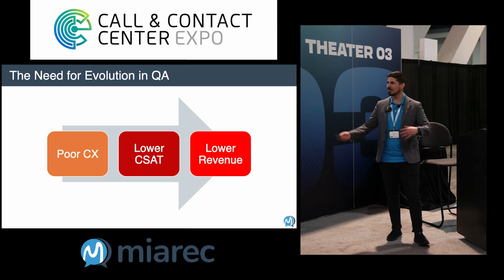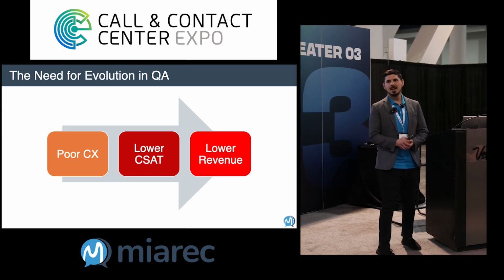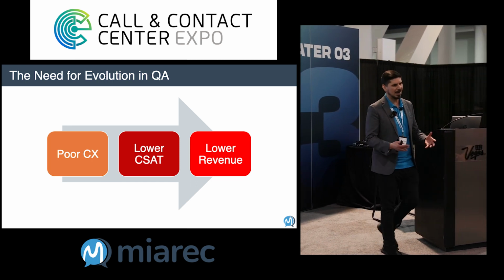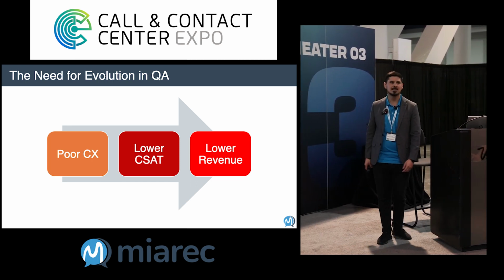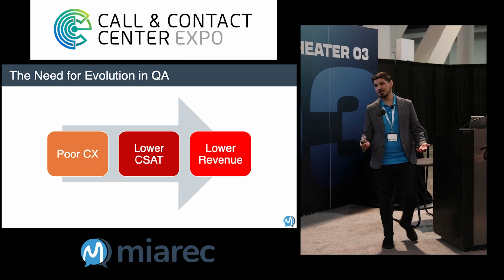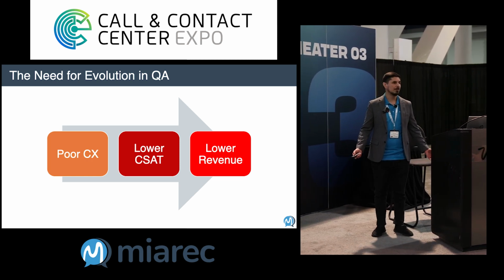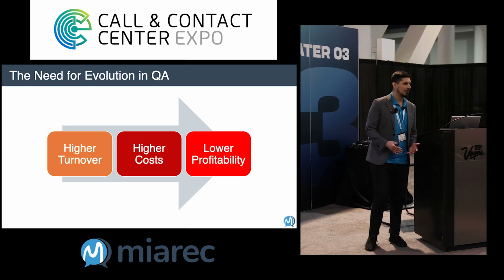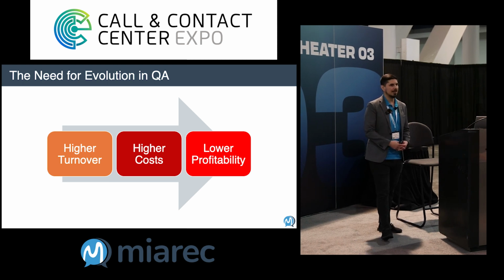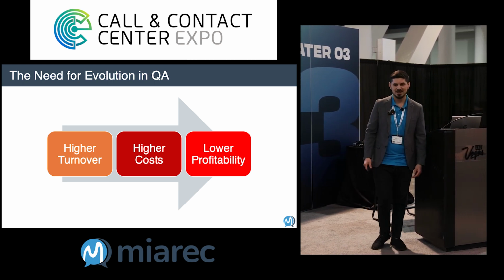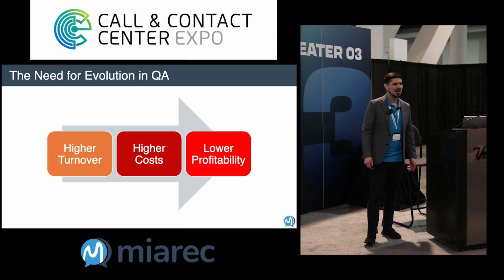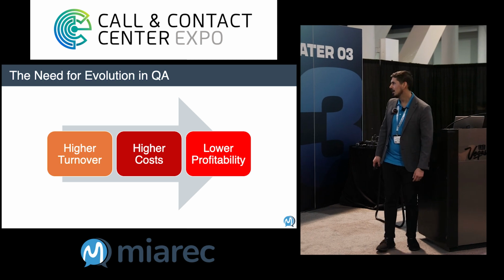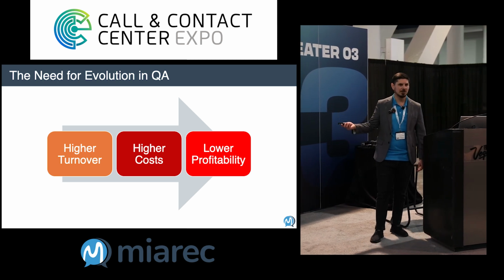All of this leads to bigger problems. If you have a staff of agents that aren't well trained and you're not making sure they're doing the right things, it's going to lead to poor CX, which leads to lower customer satisfaction and ultimately lower revenue. On the flip side, if your agents aren't performing well, you're going to have to get rid of them, or they'll probably just quit on their own, because no one wants to stay at a job where they're not doing well. And we all know how expensive turnover is. So that leads to higher costs, and if you have higher costs and lower revenue, you're going to have lower profitability.